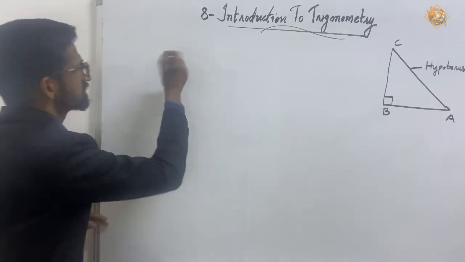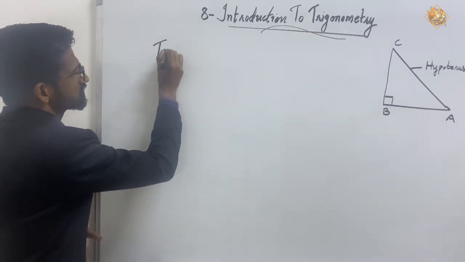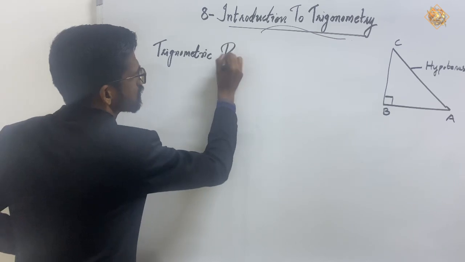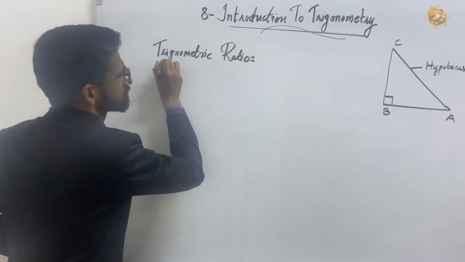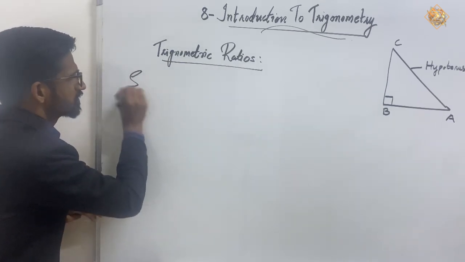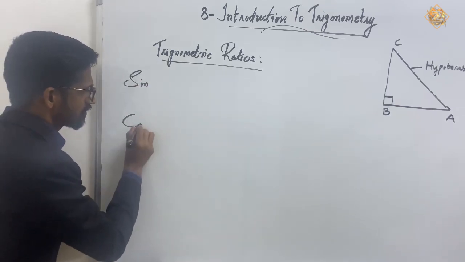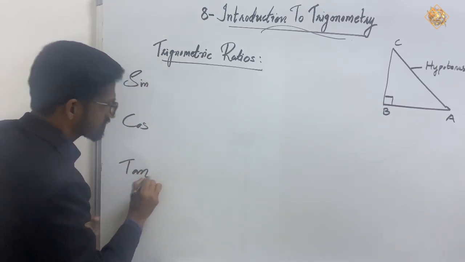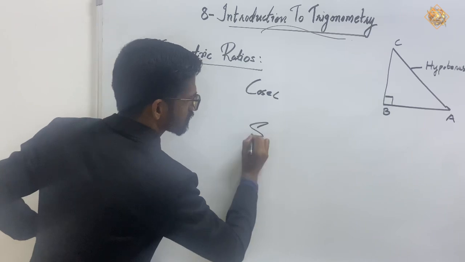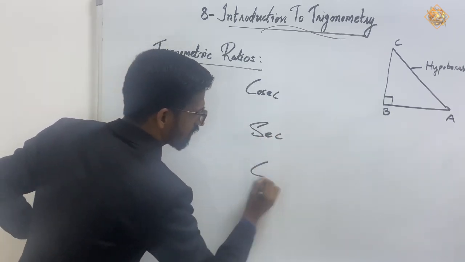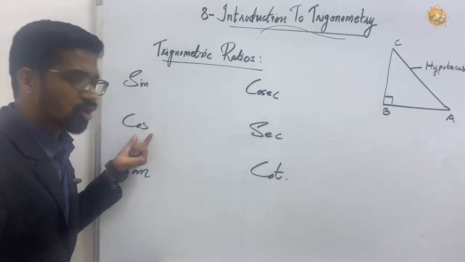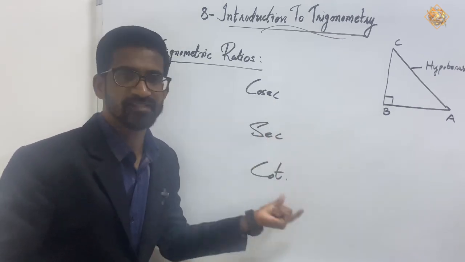Before that, let me discuss trigonometric ratios. We have 6 trigonometric ratios. Which are they? Sine, cos, tan, cosec, sec, and cot. The 6 trigonometric ratios are sine, cos, tan, cosec, sec, and cot.